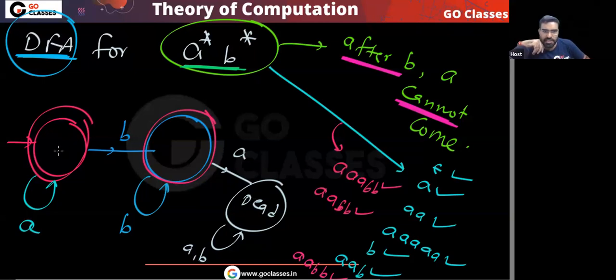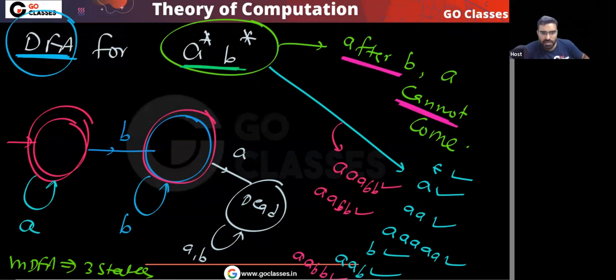So there are two final states and there are total 3 states. So the minimal DFA has how many states? There are 3 states in the minimal DFA, where 2 states are final. So this is your minimal DFA.